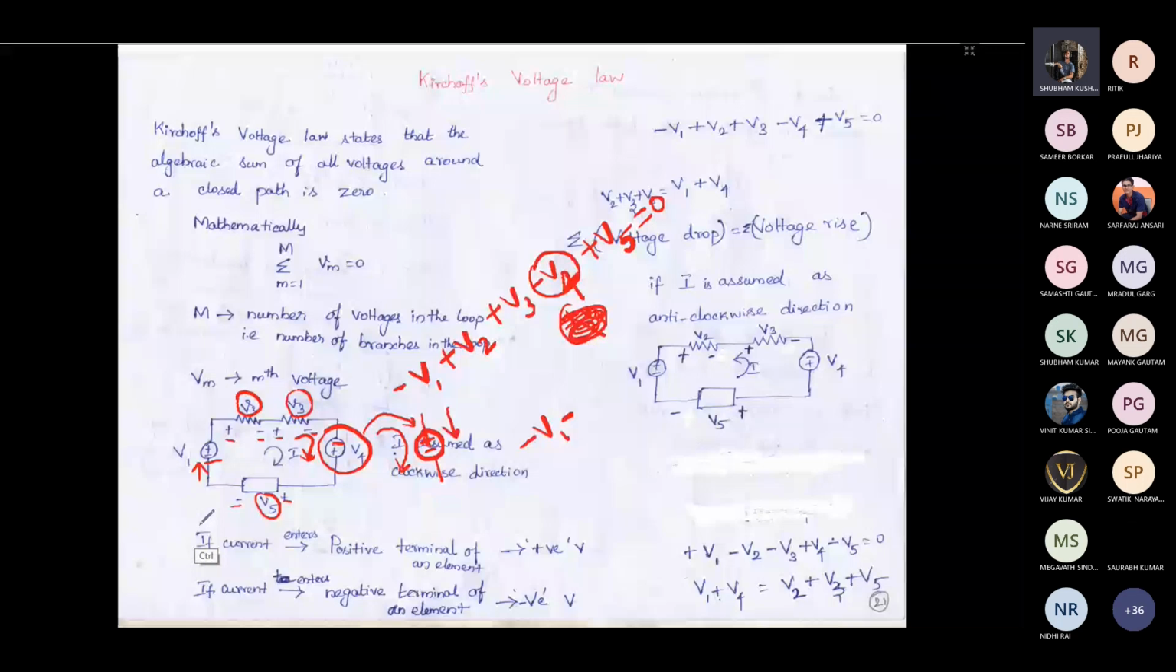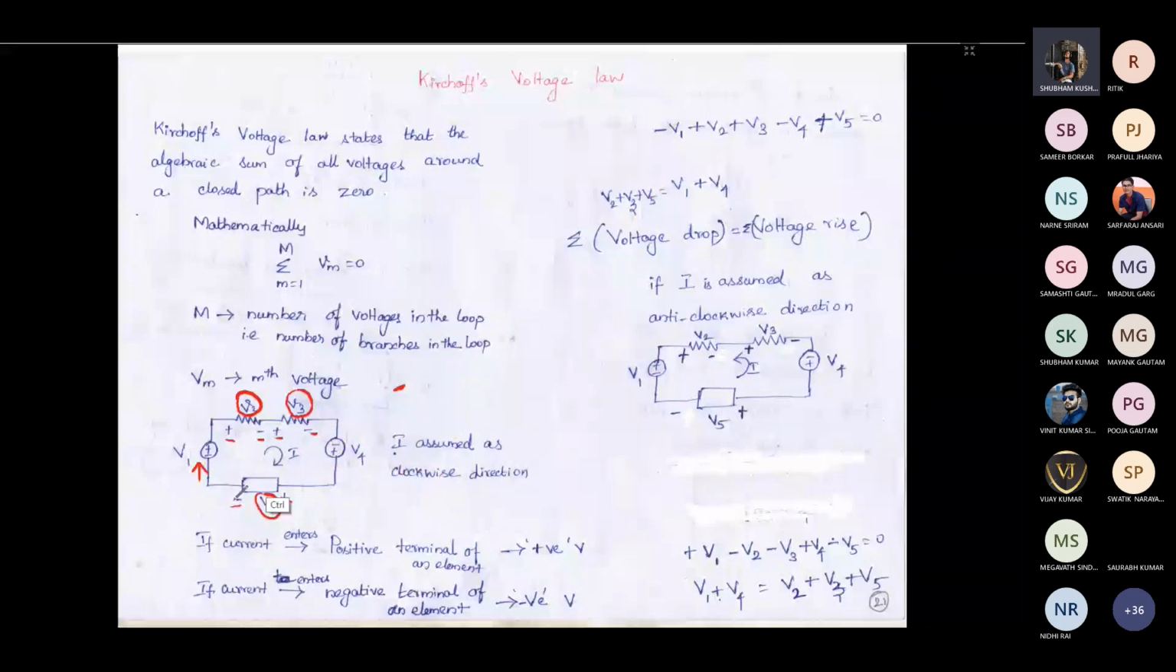Okay, so for this circuit, you can see that they have given the polarity for all the elements, but they did not choose the current direction. Now what you do, you just assume some current direction.